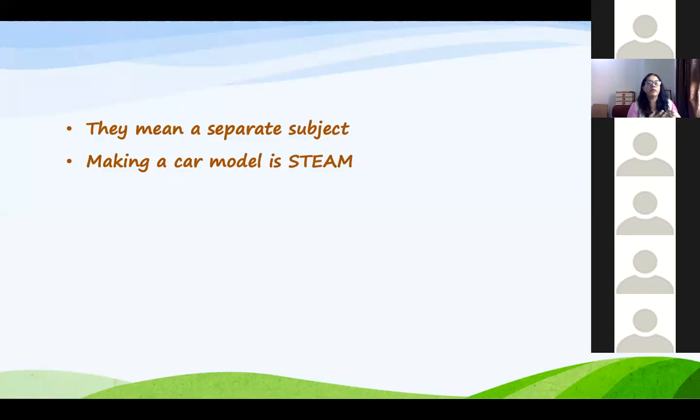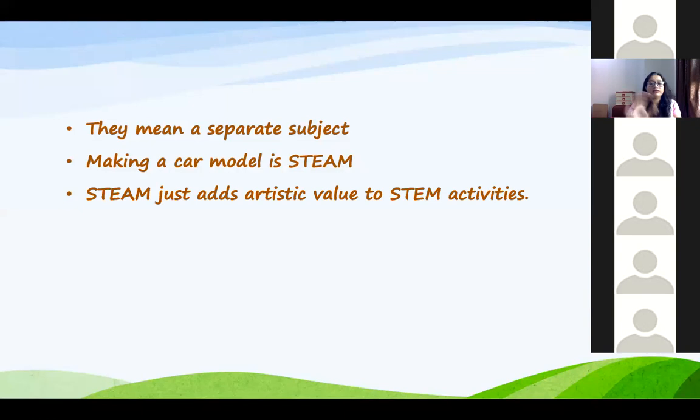But if they would have made a model of a car with the help of a bottle and then put some sort of propellers over there with the help of the cap, or put some sort of a balloon over there for the air pressure, that was STEAM. That is basically STEAM. So STEAM is not art. STEAM is integrating art into regular learning. That's what STEAM is. So finally, STEAM just adds artistic value to STEM activities.